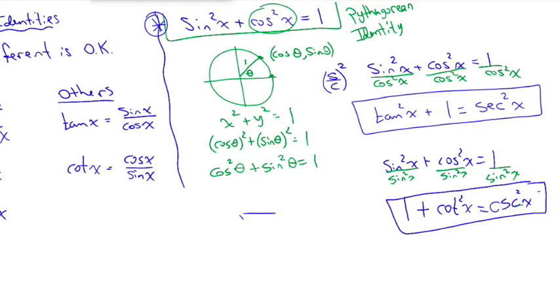A couple other identities that you might want to know, simple ones that we'll use later. If you have an angle, call this theta, and this is the coordinate (a, b), and I go this direction, same reference angle. What's the measure of the angle though? Negative. So this would be negative theta. And the coordinate of this point would be (a, negative b).